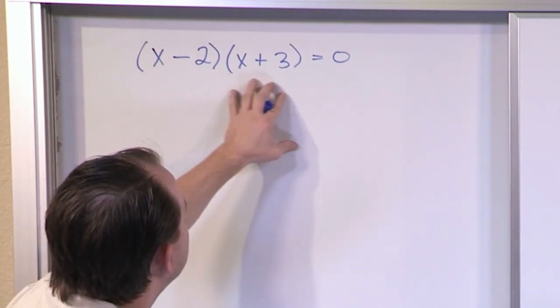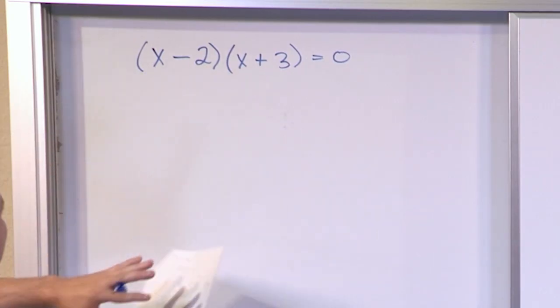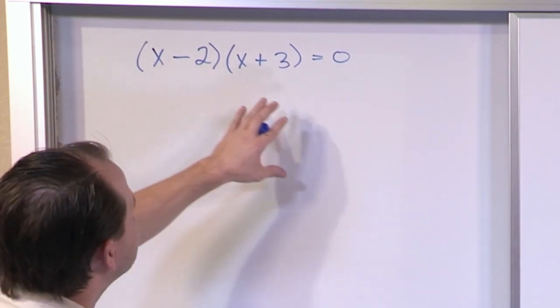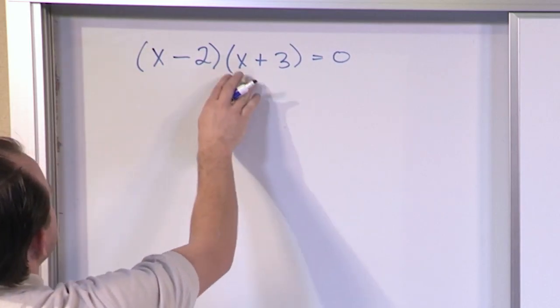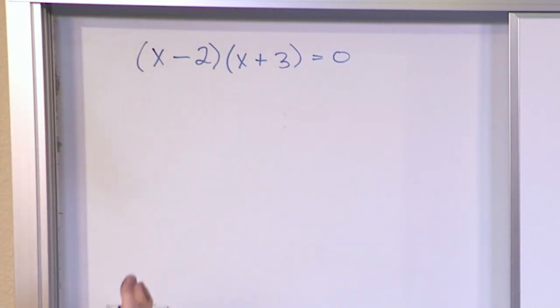Now we could do FOIL here, but then we're just going to have a large mess, and I'm not going to know how to isolate x by itself because if I do FOIL, I'm going to have x squared, and then something times x, and then a bunch of stuff where I can't isolate x easily.